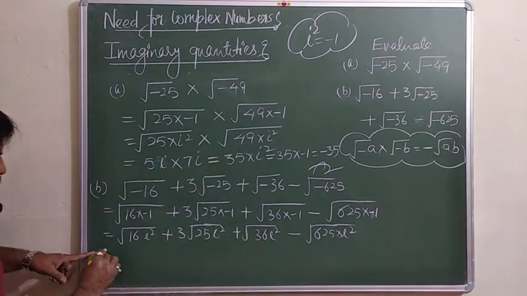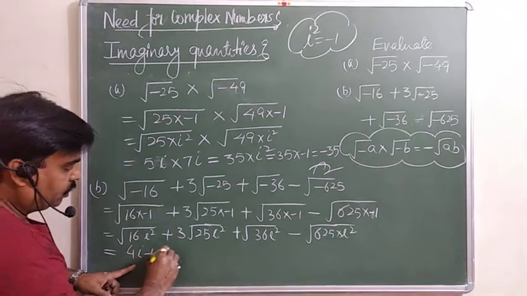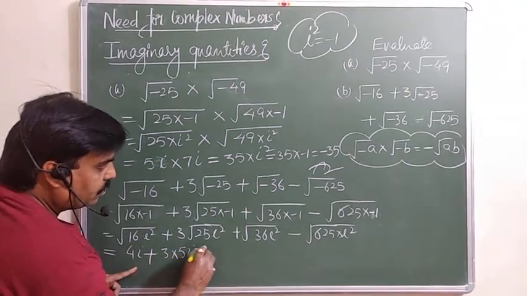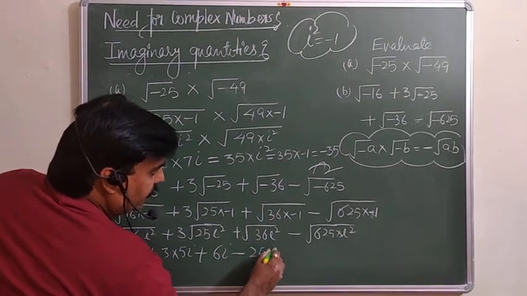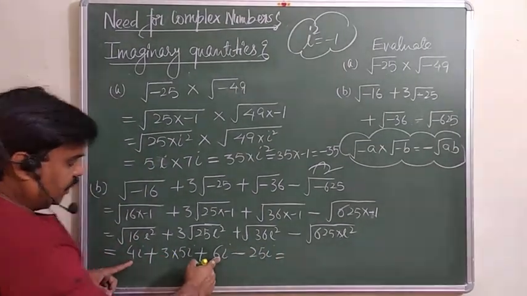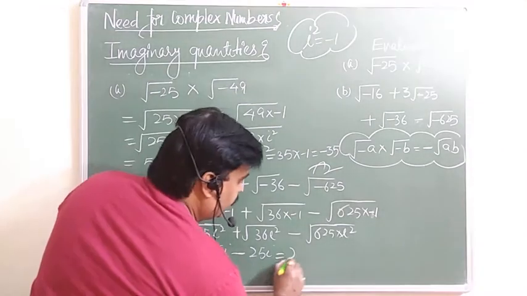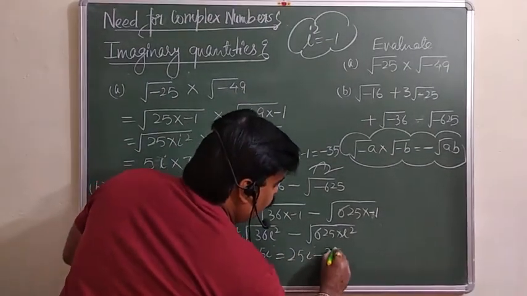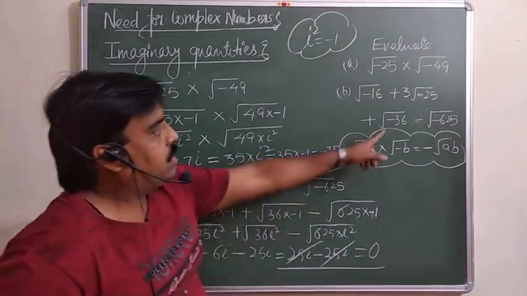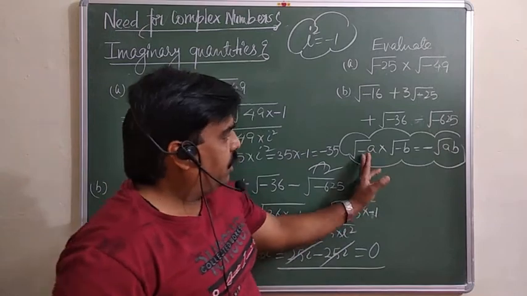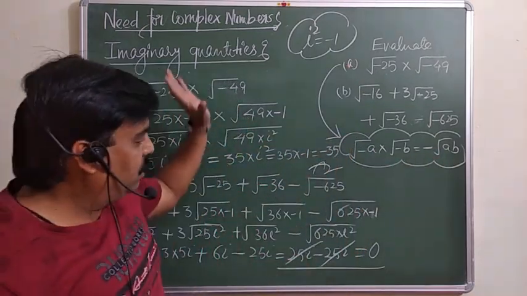Directly you can do this. So this is 4i, this is 3 into 5i, this is 6i, minus this is 25i. So here is 4i plus 6i, that is 10i, and 5 is 15i, so that is 25i. 25i minus 25i, so it is cancelled. So this is equal to 0. So the answer of this one is 0. Or here you can apply it directly in the case of this one. इसमें आप ये भी apply कर सकते थे. Have a look.